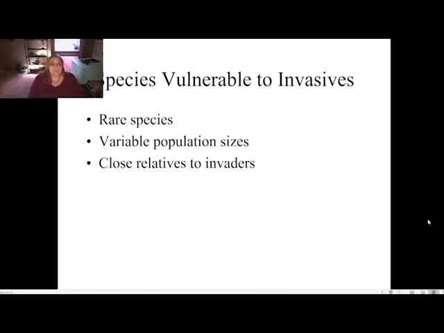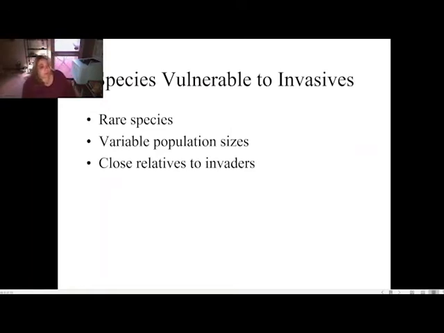There are also some species that are vulnerable to invasives. Rare species in particular are vulnerable, because when you have species that are rare, even if the invasive just kills a couple of them, it's a way bigger percentage than if it was a largely distributed species. If you have a species that's only in a small area and it gets taken over by an invasive, it's more likely to go extinct than a species that is found in a large area.